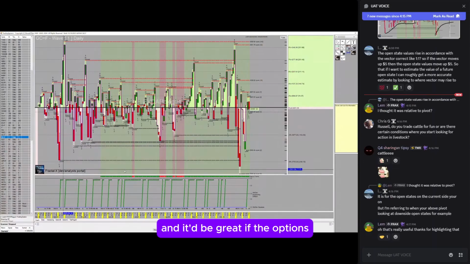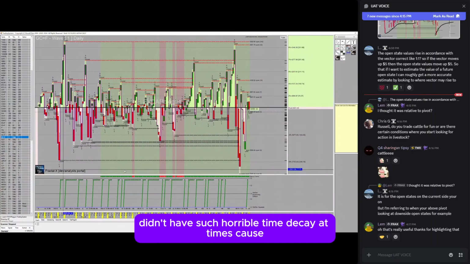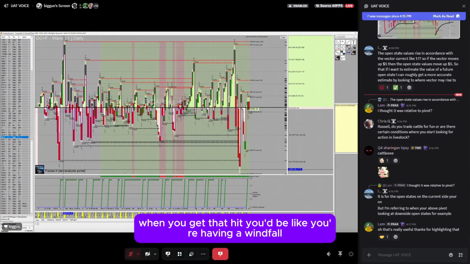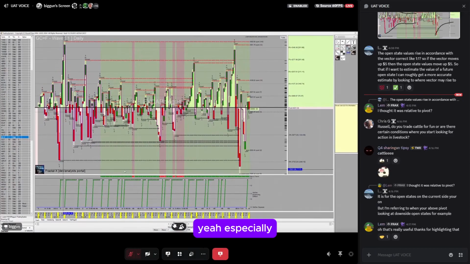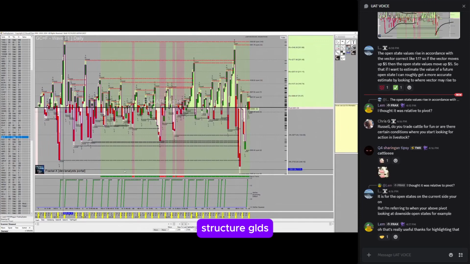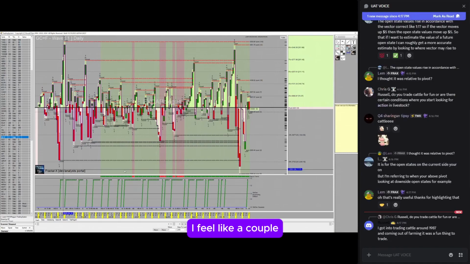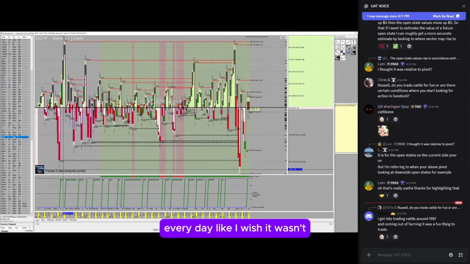It'd be great if the options didn't have such horrible time decay at times, because then you can kind of camp out in some of the options, and when you get that hit, you'd be having a windfall. But the expiration structure matters. GLD's weird Monday expiration almost throws it off. I feel like it just makes it a little bit harder to pinpoint. I wish it was either only Friday expiries or zero DTE every day. I wish it wasn't only three expiries a week. That's just me.